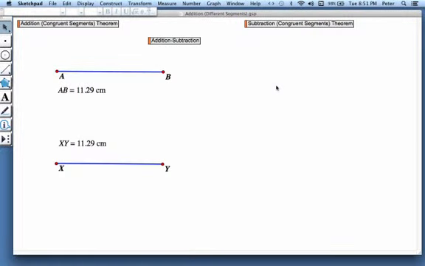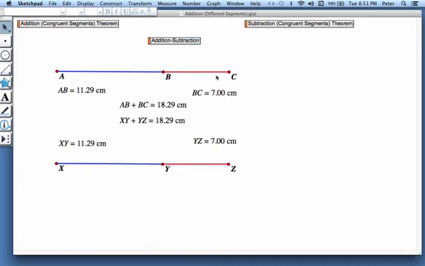Okay, suppose we were given two segments that were not connected in any way, but we knew they were congruent. And we added two other segments, like BC and YZ, that we also knew were congruent. What conclusion could you draw? Well, I've mapped it out here for you, and it's pretty easy to see that if we add AB and BC and add XY and YZ, the sums are congruent. And that's the next theorem.